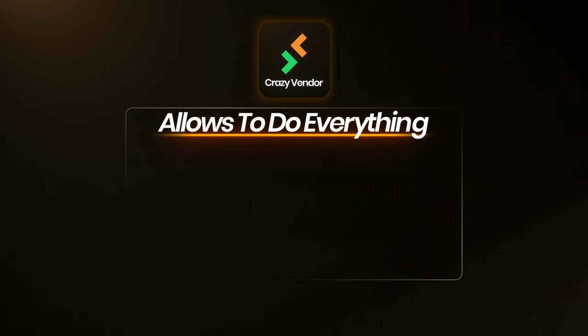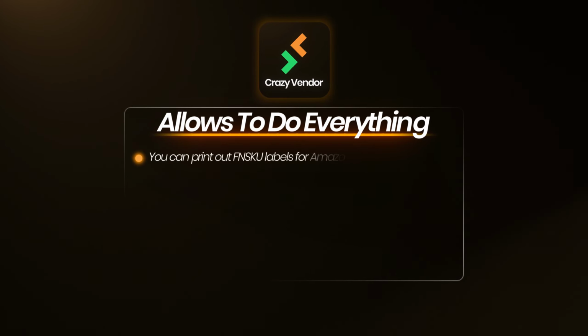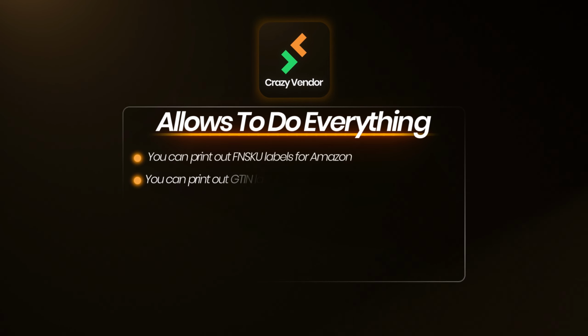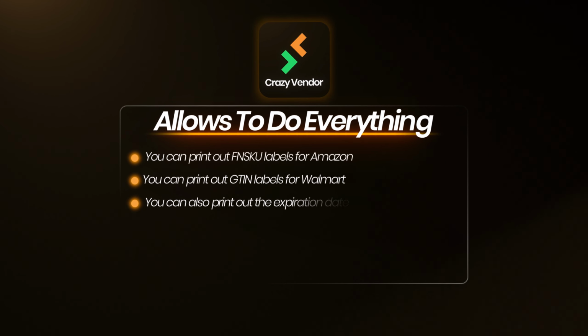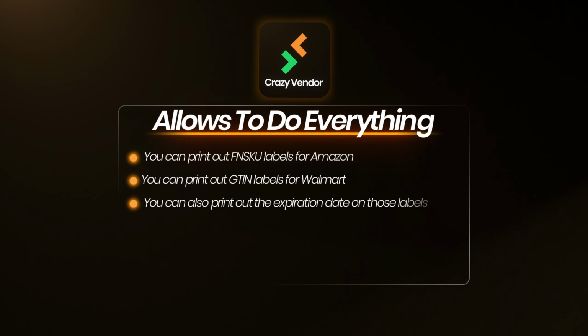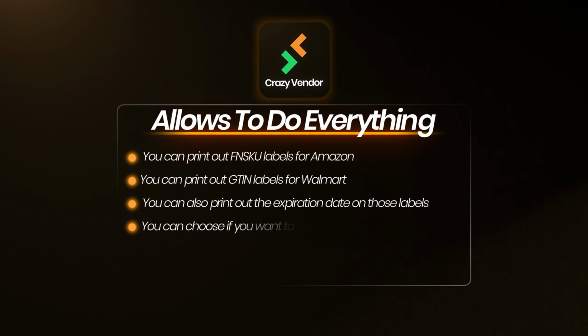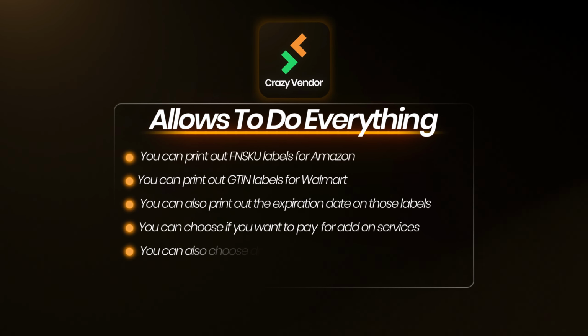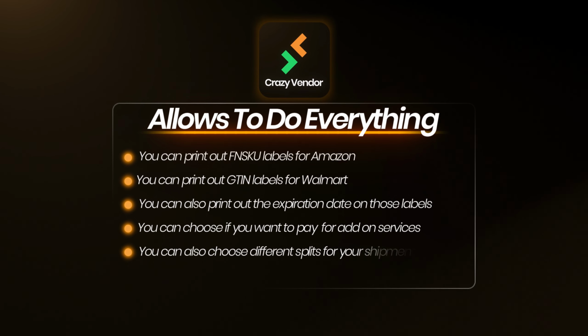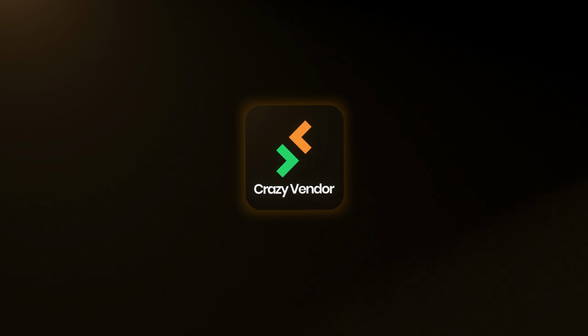And within inbound shipments, Crazy Vendor allows you to do everything. So you can print out FN SKU labels for Amazon, you can print out GTIN labels for Walmart, you can also print out the expiration date on those labels if you're selling grocery or other items like that. You can choose if you want to pay for add-on services, like for Walmart to label your products. You can also choose different splits for your shipments, depending on Amazon and Walmart and where they're sending your inventory. And all of that, again, is done under one roof.